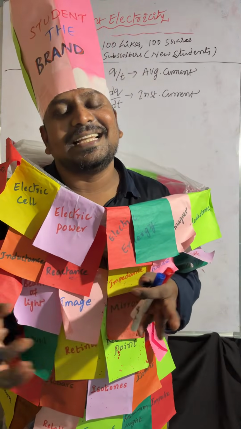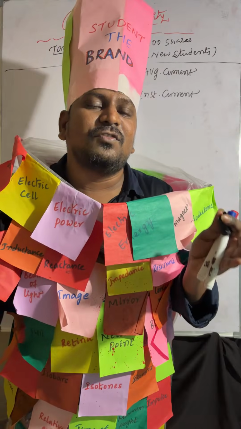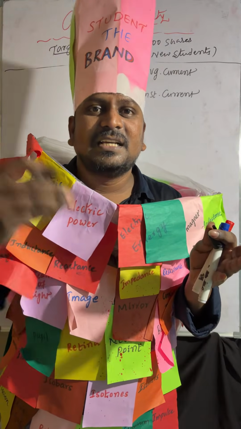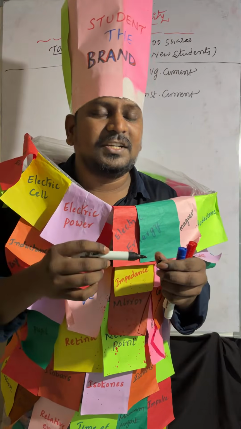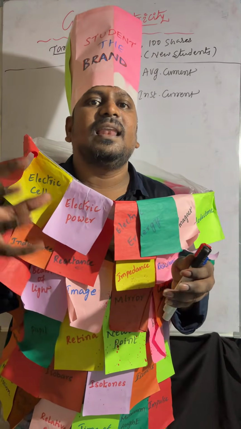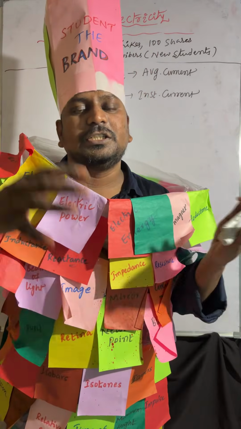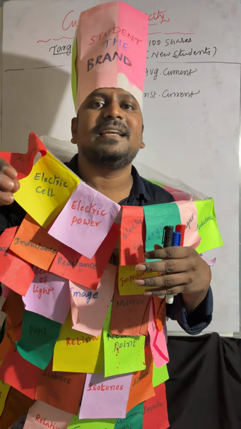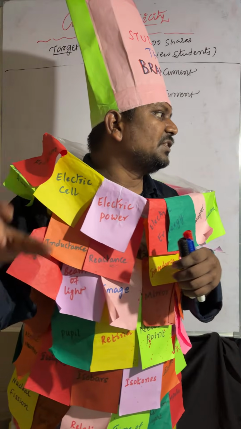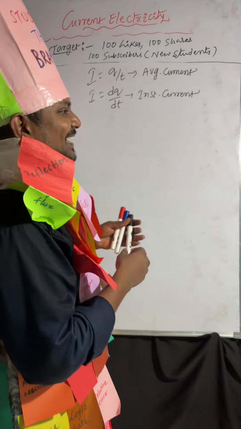Okay. So once again, SI unit of current is ampere. SI unit of charge is coulomb. The rate of flow of net charge through a cross-sectional area is called electric current. I equal to Q by T. So I equal to dq by dt is the instantaneous current. Understood or not? So I hope it is very clear.